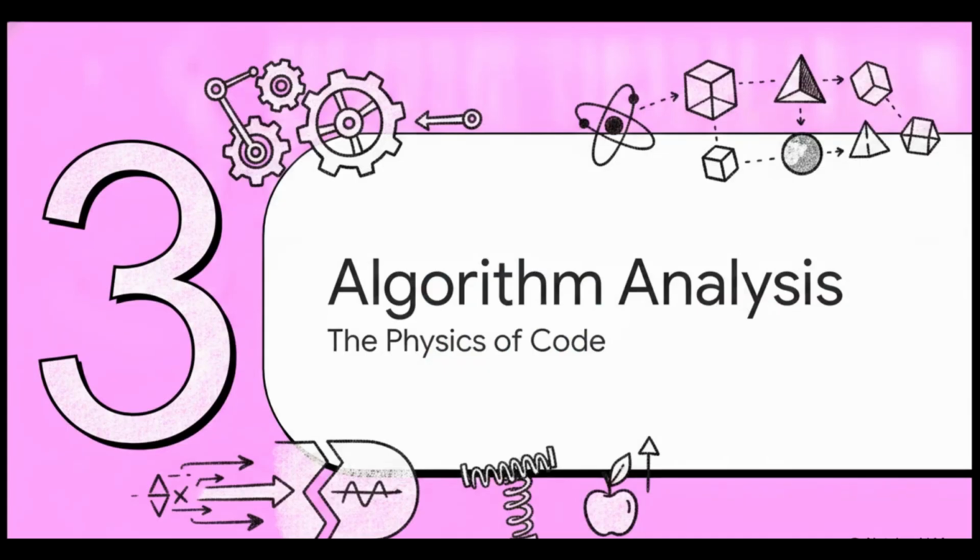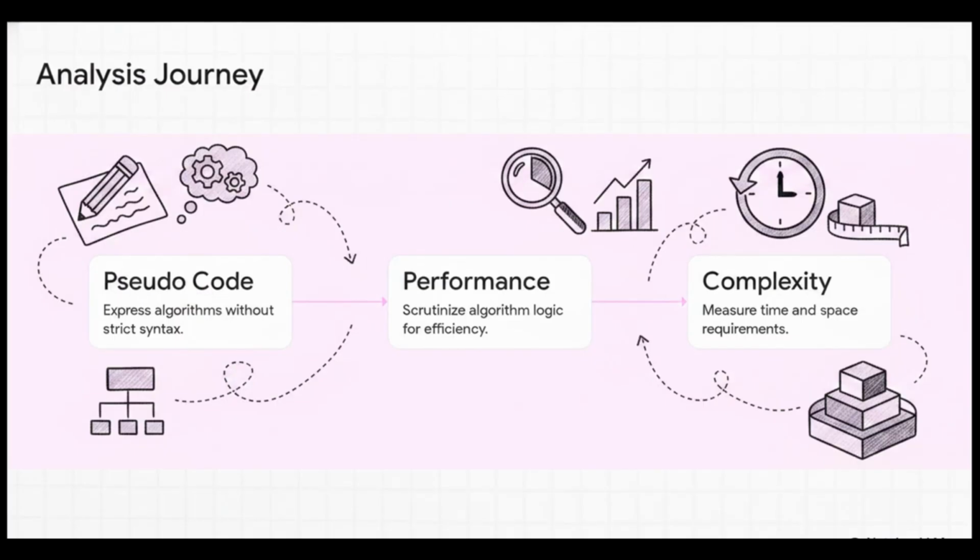All right, Part 3. Let's decode algorithm analysis. I like to call this the physics of code. Writing an algorithm is one thing, but how do we know if it's actually any good? We've got a three-step process to figure that out. Step 1 is pseudocode, getting the logic out of your head and onto paper without getting bogged down by strict syntax. Step 2 is performance analysis, where we really start interrogating that logic.